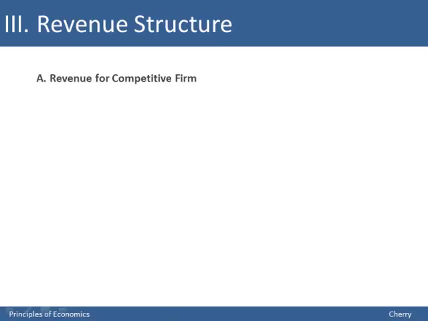Now we're going to look at the revenue side of the competitive firm. Now we have total revenue, which we've mentioned before, and that's price times quantity. And P star indicates it's the equilibrium price, and in a competitive market, that equilibrium price is set by the market. The firm does not influence that price. As we said before, in a competitive market, the firm is a price taker. They have to accept that price as a given, so they have no influence on that price.